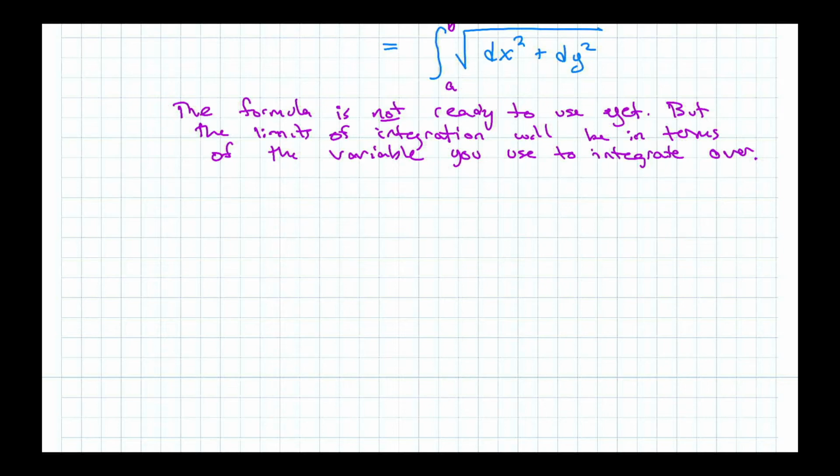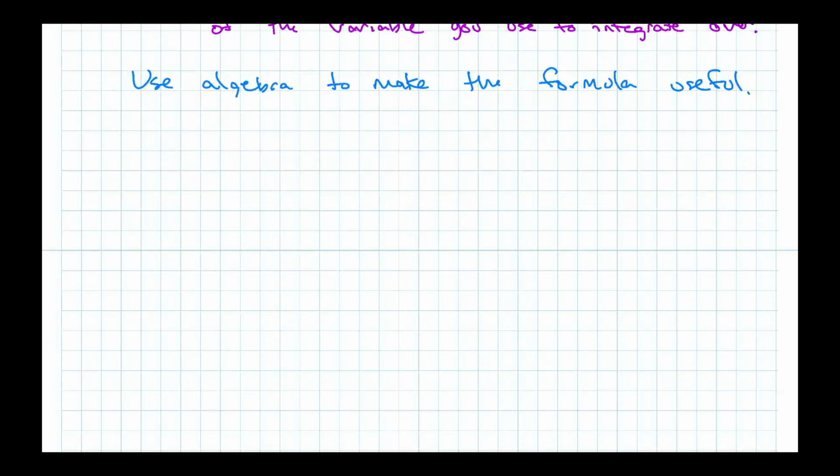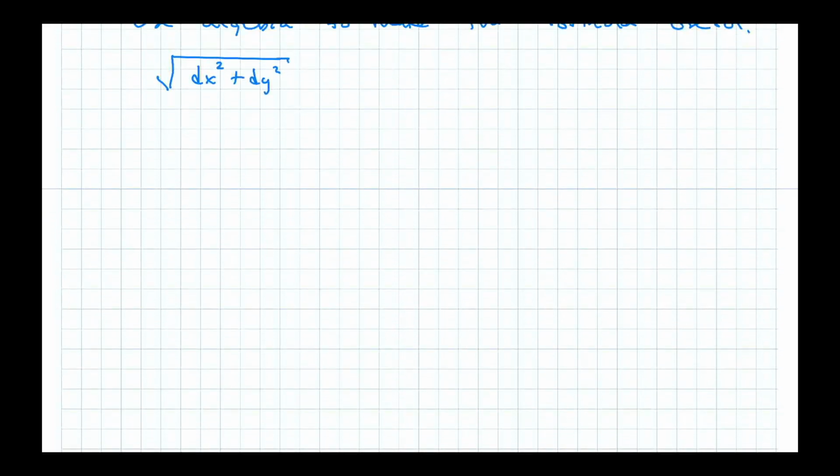So let's do that. Let's use algebra to make the formula useful. Okay, so here's the idea. I'm going to do this not with the integral, just without the integral symbol. So let's say we have dx squared plus dy squared. I can put those in parentheses. I'm not going to. So there's an algebra trick here. What you can do is you can say, I want to factor out a dx squared. Now you can't do it.